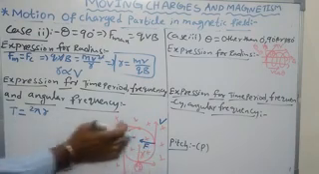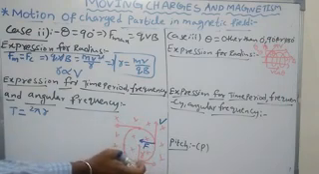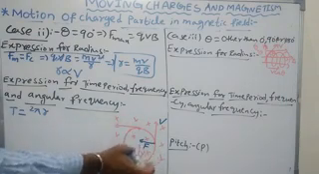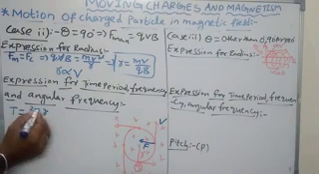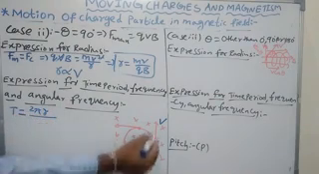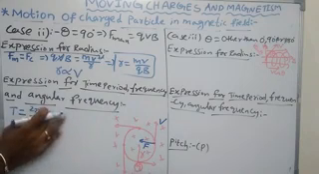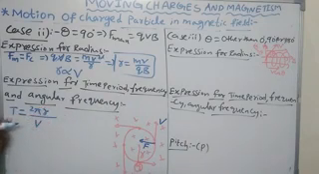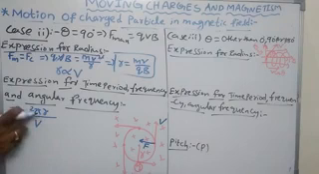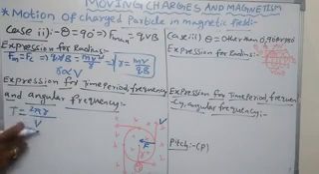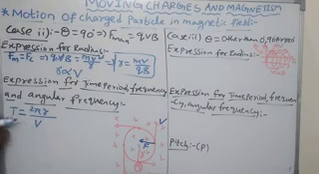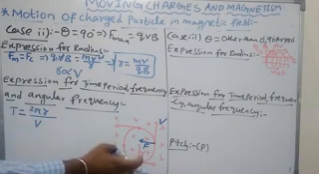What is the time period? Time taken for one complete revolution is called the time period. For a complete revolution, the distance traversed is 2 pi r, and the speed of the particle is V. Distance by speed gives the time period. So T is equal to 2 pi r by V. This is the time period for a revolution of the particle in a uniform magnetic field.